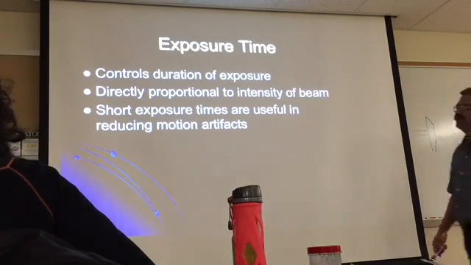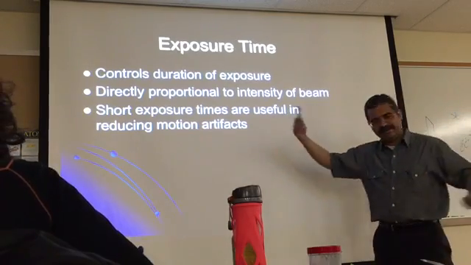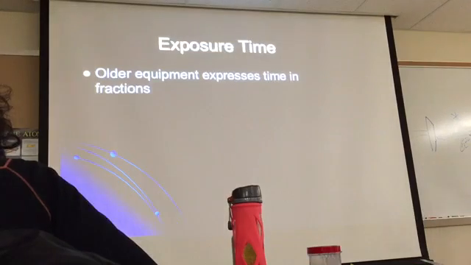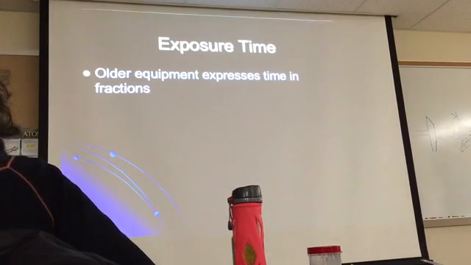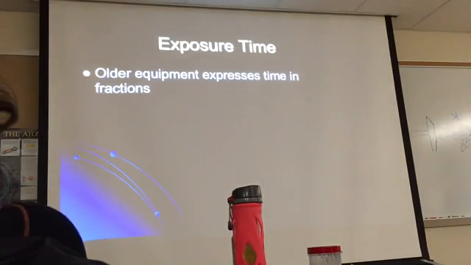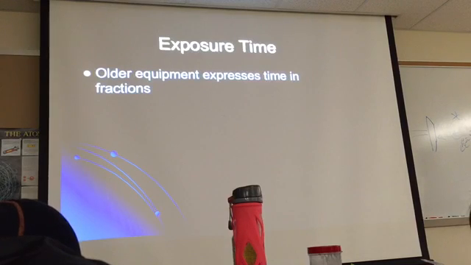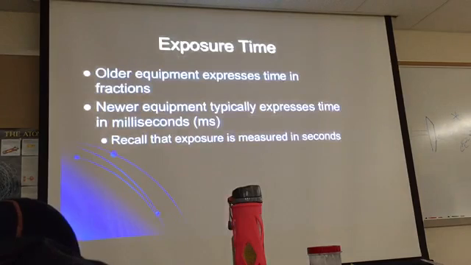Short exposure times are useful in reducing motion effect. Yeah, that's interesting. All right. Older equipment expresses times in fractions. Okay. Good thing you don't have to deal with that, so you don't have to be doing divisions in your head. It's all done in decimals for you, or they already give you the mass. Okay. It's even easier like that. Newer equipment typically expresses times in milliseconds.